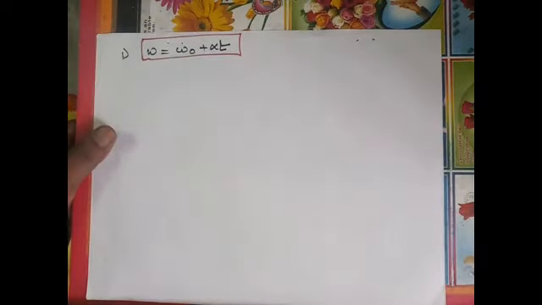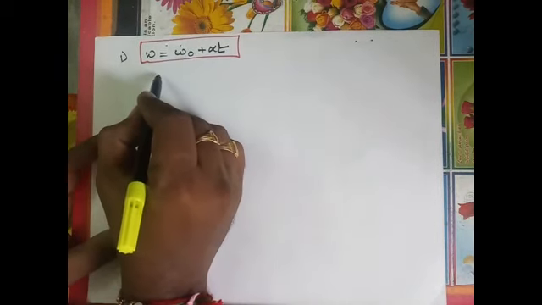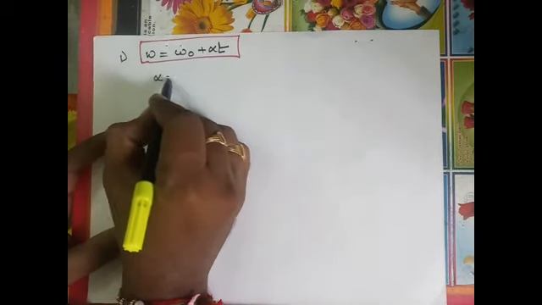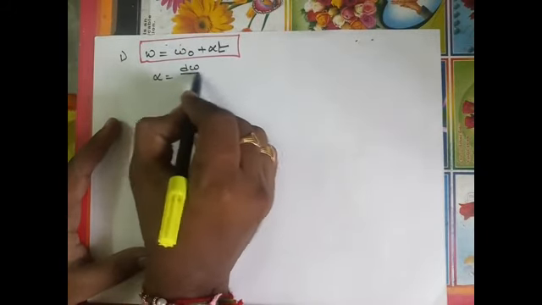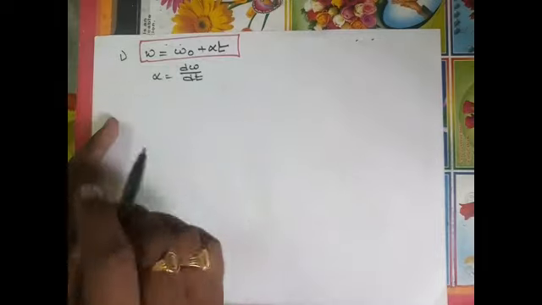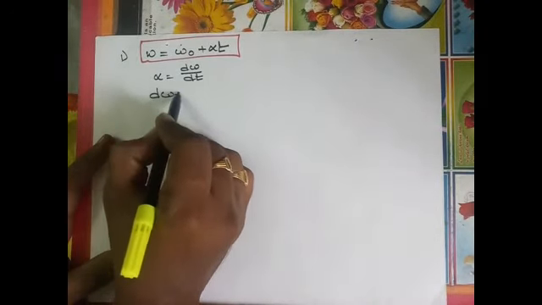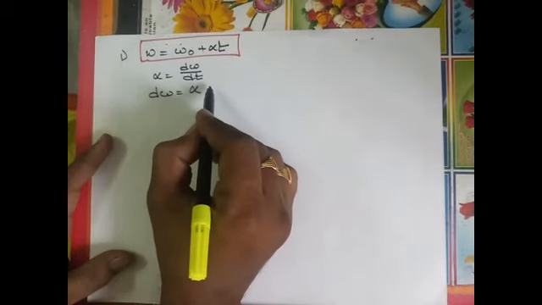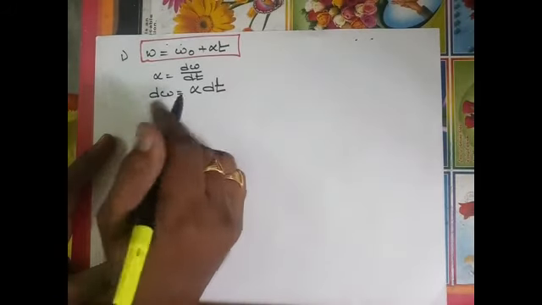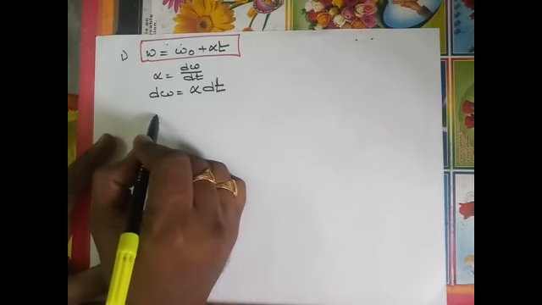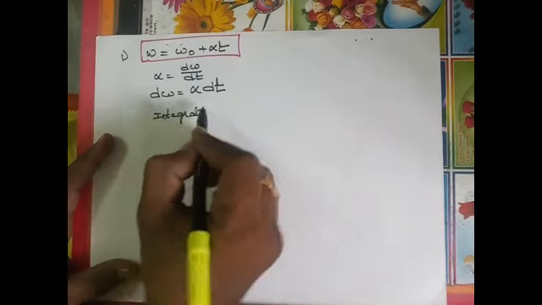For this, what we have to take? We have to take first angular acceleration. So how can we write angular acceleration? Alpha is equal to d omega by dt, right? So from this equation, how can we write d omega is equal to alpha into dt, right? Let us integrate on both sides.